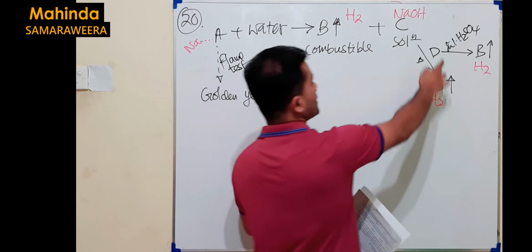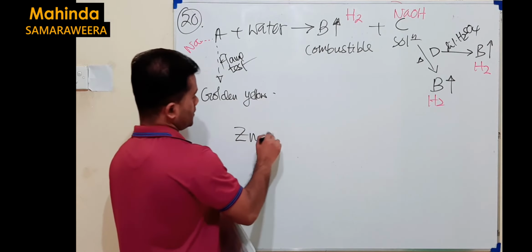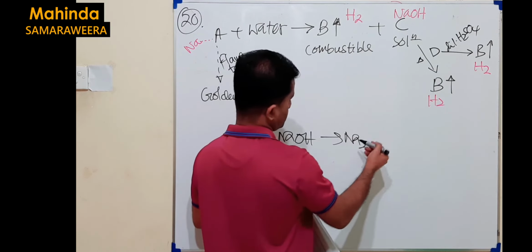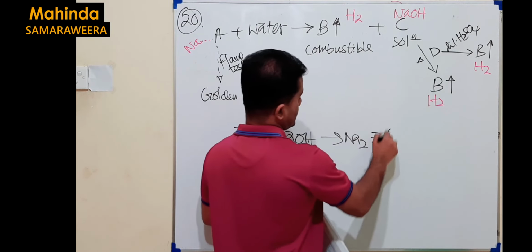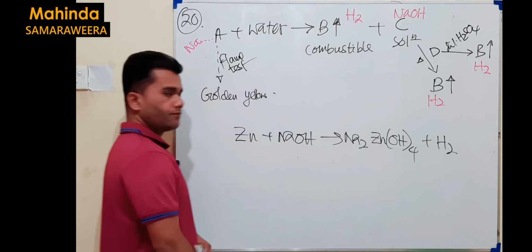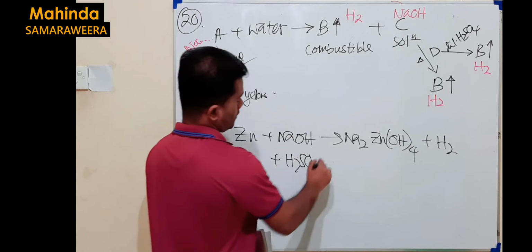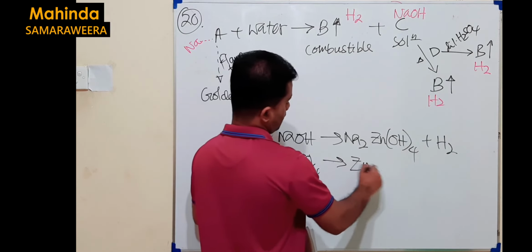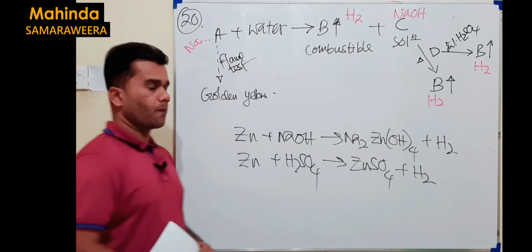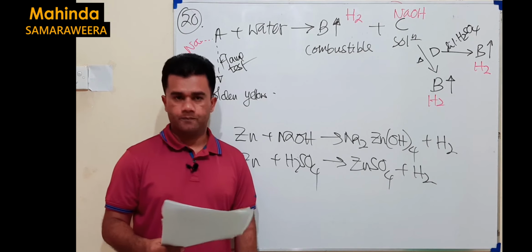D is given as zinc. Zinc can react with sodium hydroxide to give sodium zincate, Na2[Zn(OH)4], plus hydrogen gas. Zinc plus dilute sulfuric acid gives zinc sulfate plus hydrogen. This is how we get hydrogen gas. So the correct answer should be 5.